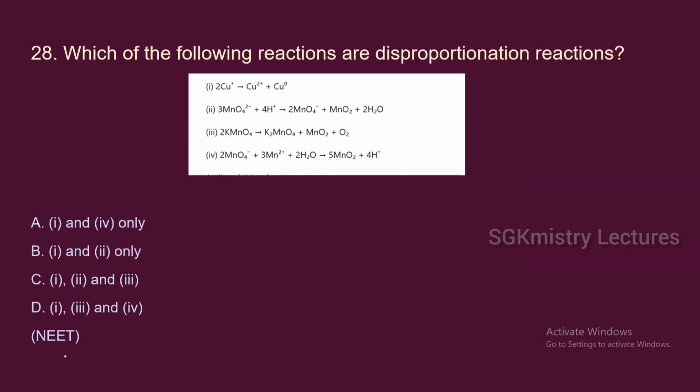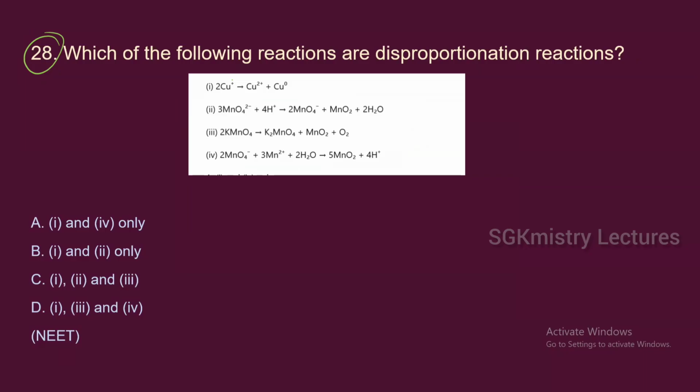Next, coming on to question number 28. Which of the following reactions are disproportionation reactions? Here also you need to check, as I've already explained, that the products will have oxidation numbers both more as well as less. So the reactant oxidation number will be in between the two oxidation states that are present in the product.